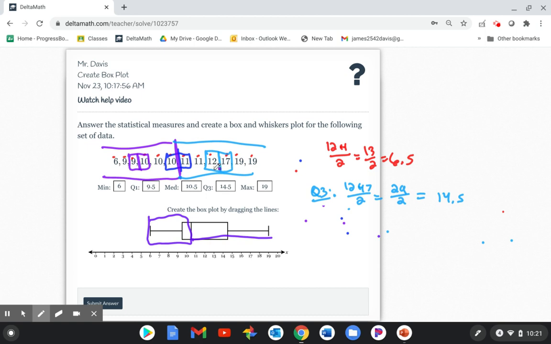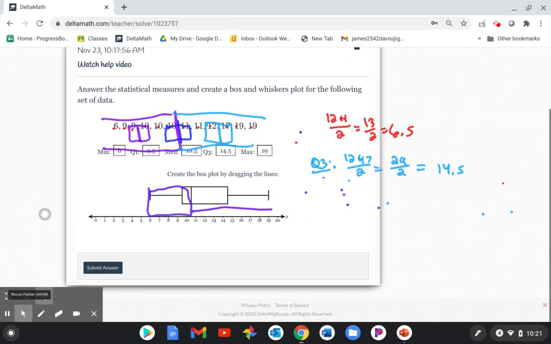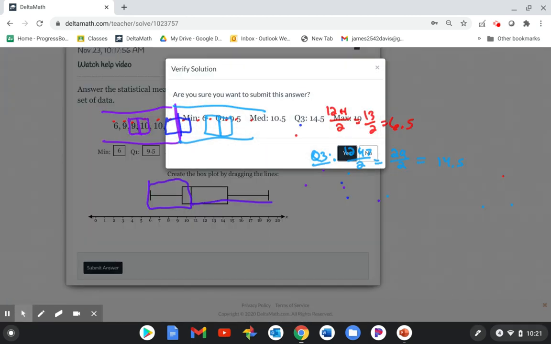And you can see here we got like this jump from 12 to 17 to 19. There's definitely a bigger difference in the second half, whereas we've got 6 only a gap of 3, 9 to 10 is only a gap of 1. So there's definitely less spread in that lower half. All right, and that's all we have to do. Just answer those. Let's go ahead and submit.